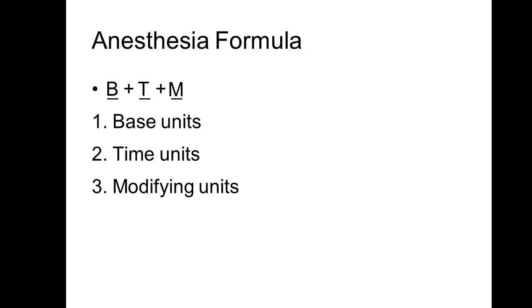Then we have time units. Most places in the country, time units are in 15-minute increments. So every hour is separated into 4 time units. The doctor tells us how many minutes and we tell them how many units in the system. So for instance, if someone had a 60-minute surgery, their time unit would be 4, because we take 60 minutes divided by 15, and that gives us 4 units of time.